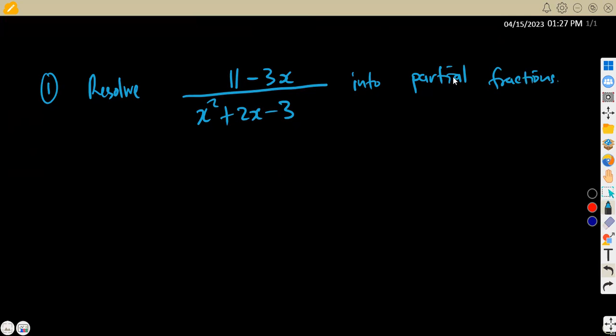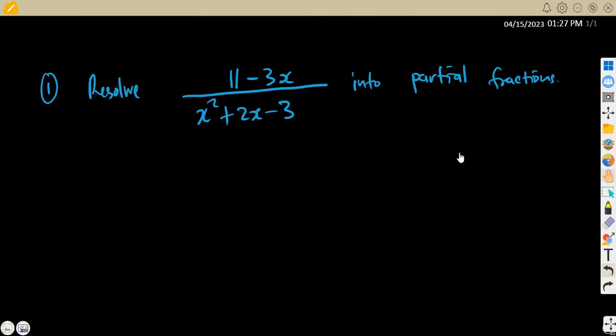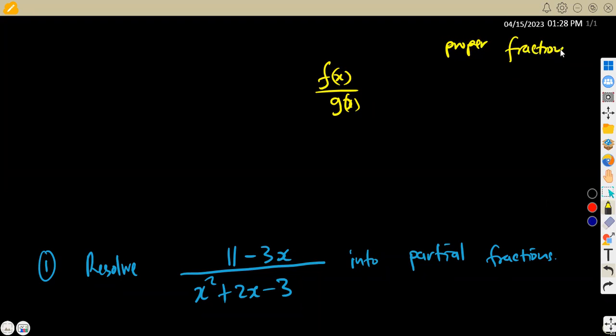So take note of your denominator in this case. The first thing is to check, is it a proper fraction? How do you check that it's a proper fraction? A proper fraction is the one where, let's say, we have f of x over g of x. When we say this is a proper fraction, your numerator is supposed to have a lesser degree than the denominator. It's supposed to have a lesser degree than the denominator.